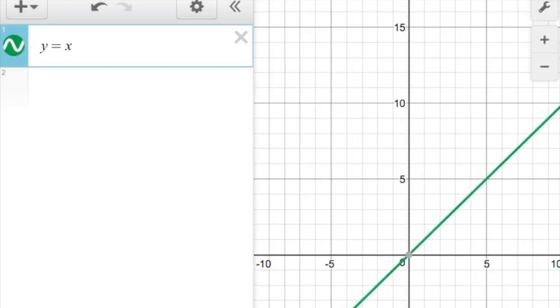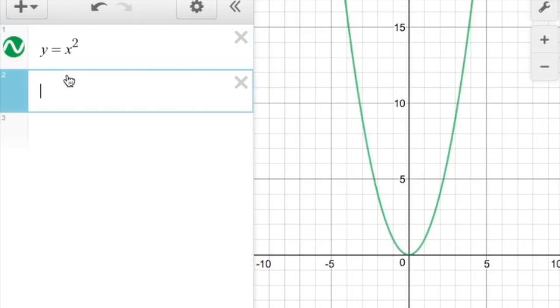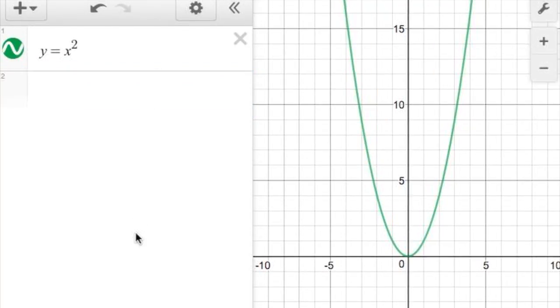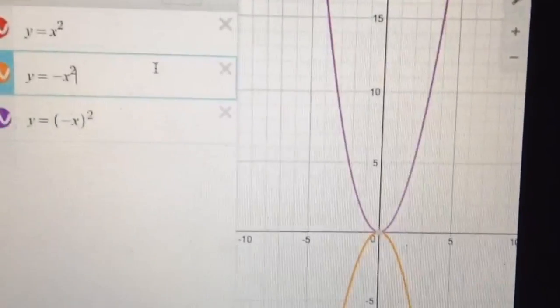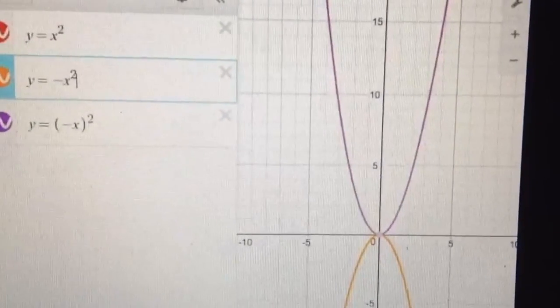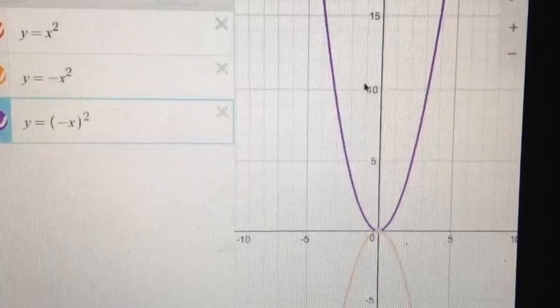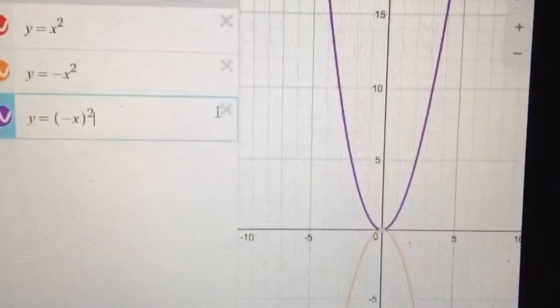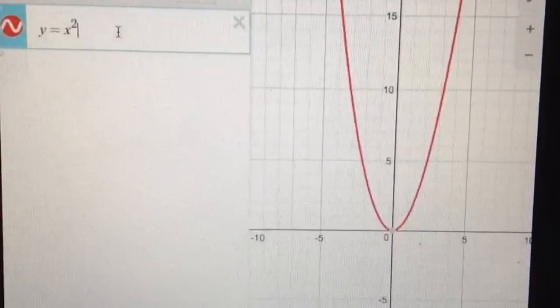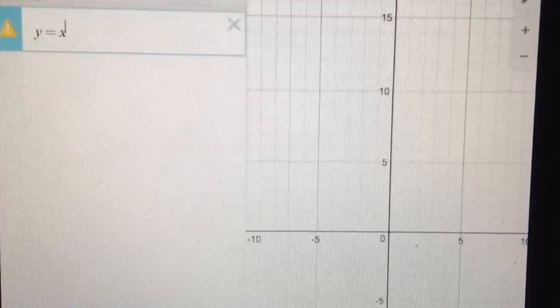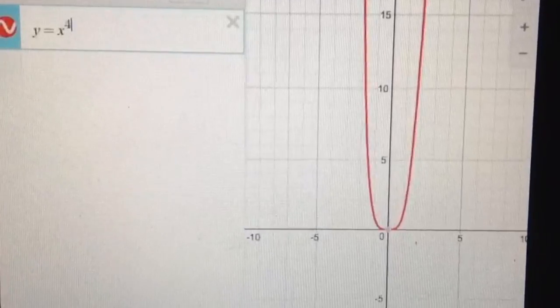Let's look at the function y equals x to the power of 2, and another even function would be y equals x to the power of 4. Alright, so let's look at y equals x to the power of 2. Here, looking at the orange graph, this is the reflection in the x-axis, and this is the reflection in the y-axis. So yeah, they're different. Okay, let's get another example. Y equals x to the power of 4.